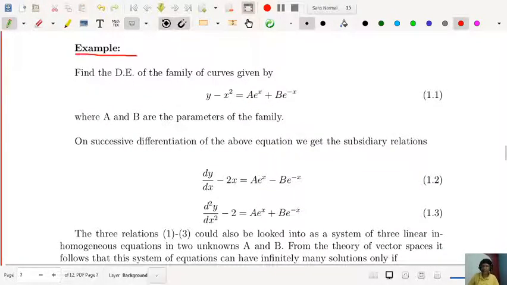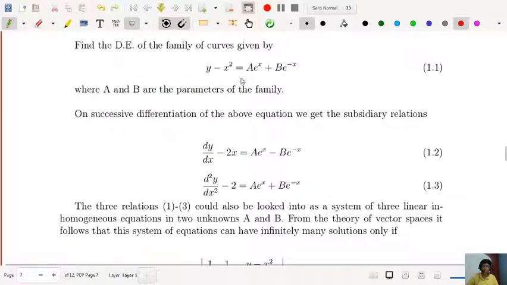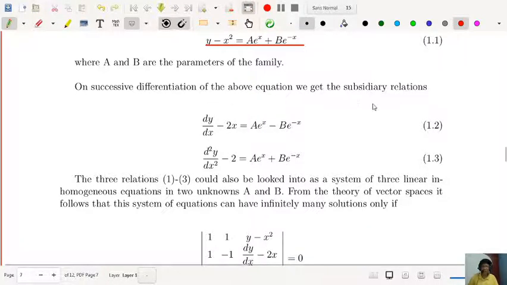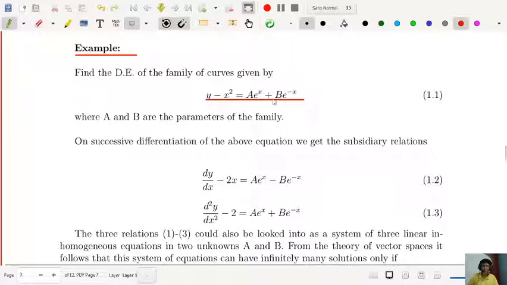Let us have a very important example. The application is very important, because I have solved it in a different manner. Find the differential equation of the family of curves given by y minus x square equal to a e to the power x plus b e to the power minus x, where a and b are the parameters of the family. Okay. So first we differentiate successively, because you have two parameters. Your differential equation must be of order 2, remember.